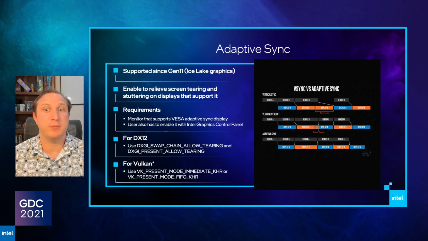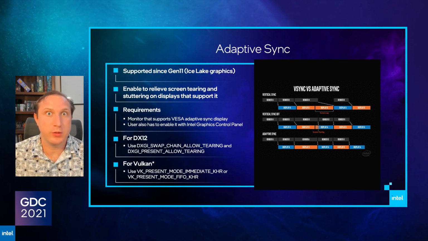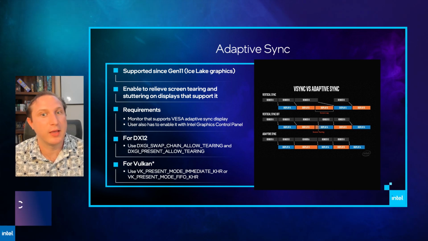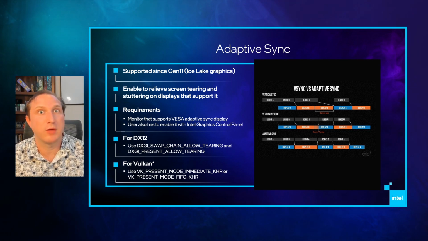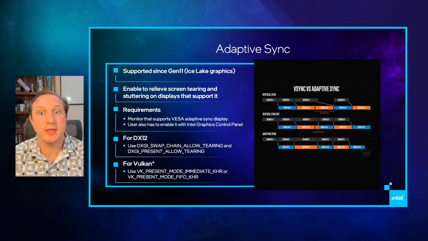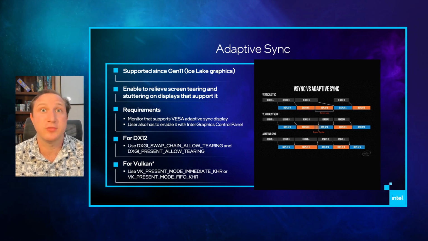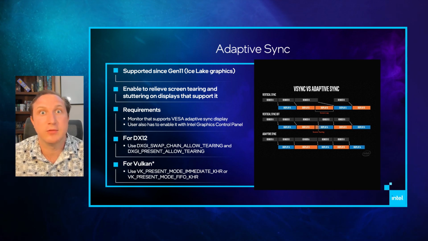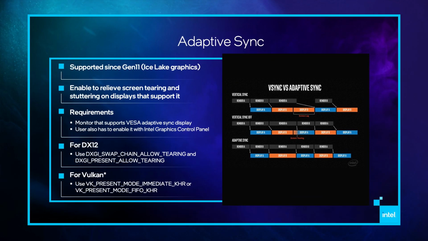Next, I will be talking about features to plan for. First, we'll talk about adaptive sync. Adaptive sync has been supported since Gen 11, which is also known as integrated graphics. The aim of adaptive sync is to relieve screen tearing and stuttering on displays that support it. The diagram to the right shows typical conditions in games. When VSync is enabled, there may be screen lag between when the frame is rendered on the GPU and when it is displayed on your monitor.